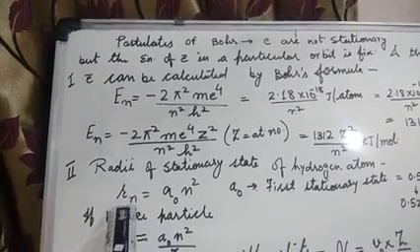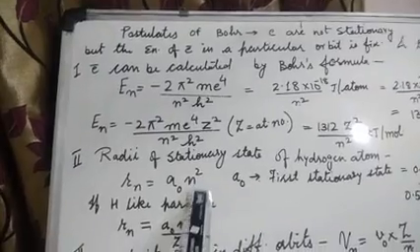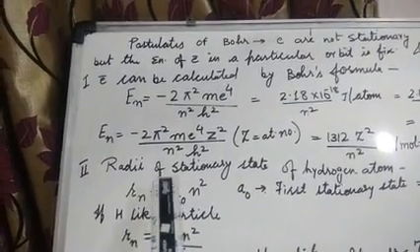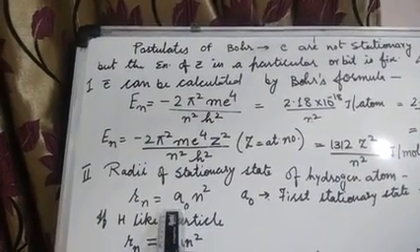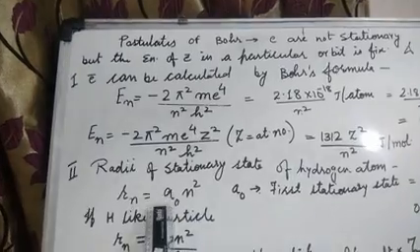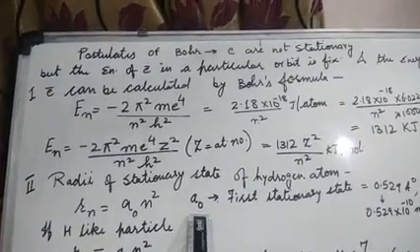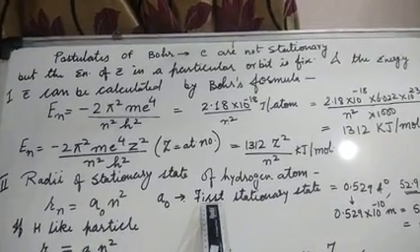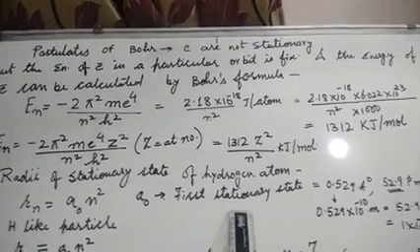So Rn is equal to A naught into N square. Now the question arises: what is this A naught? Remember, this A naught is called Bohr's radii. Very important one. Bohr's radii. And its value is also fixed. It is also the first radii of first stationary state.